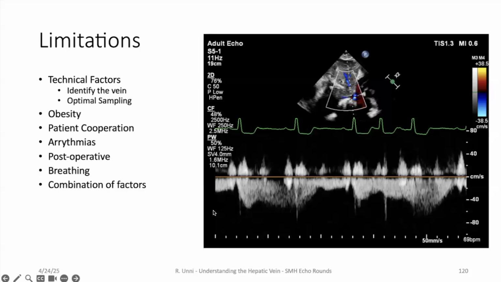Post-operative patients, they've got bandages, patient's breathing. God forbid you have an intubated patient post-cardiac surgery who's on a ventilator and also not cooperating. God forbid you're going to try and get some sort of useful information on the hepatic vein. So there are lots of limitations.